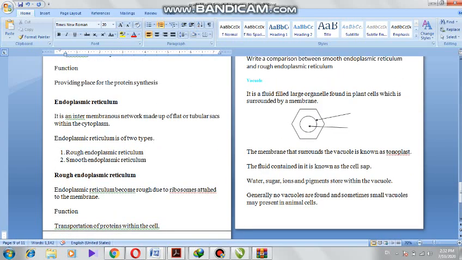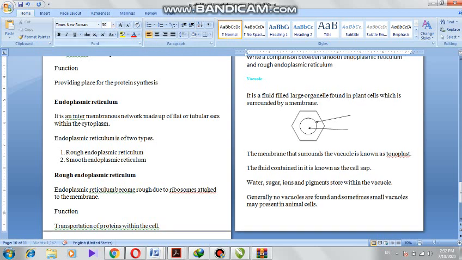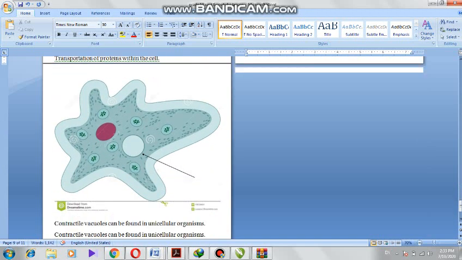So the overall note here is vacuole is a fluid-filled large organelle found in the plant cells, which is surrounded by a membrane. The membrane that surrounds the vacuole is known as tonoplast. The fluid contained in it is known as cell sap. Water, sugar, ions and pigments are stored in the vacuole. Okay. Generally, animal cells don't have vacuoles, but small vacuoles can present.